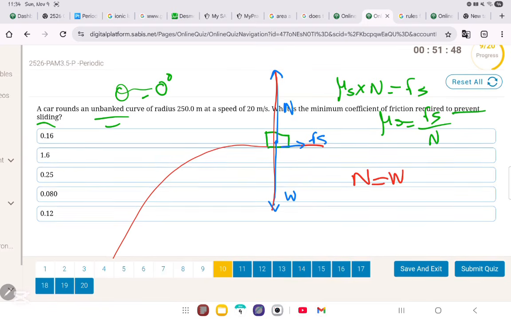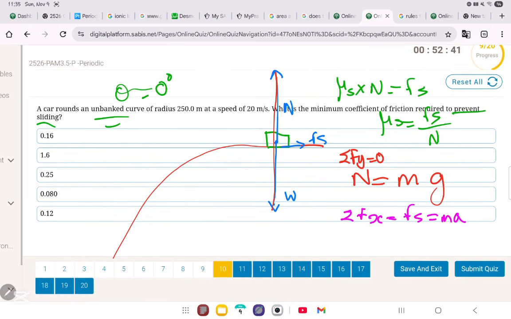So n is equal to mg. Perfect. This is very important to us. What can we also state? We can also state that sigma fy is equal to 0. If you don't write these, you lose marks. Pay attention. Then sigma fx is equal to fs, which is equal to ma.